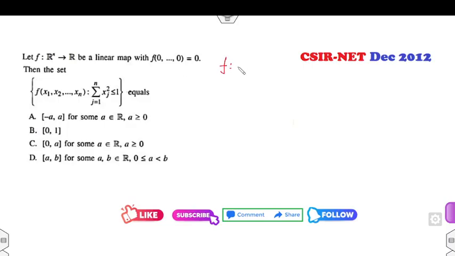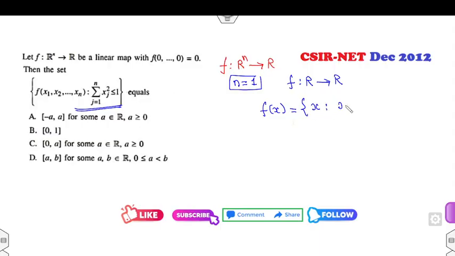Again, it's a function of several variables, but you can see I can convert it into one-dimensional variable. If I choose n equal to 1, then your mapping will be R to R. This function will convert, with n equal to 1, into the collection of all those x such that x square is less than or equal to 1. So what is the value of this? Minus 1 to plus 1. So that means it's a closed interval, minus 1 to plus 1.